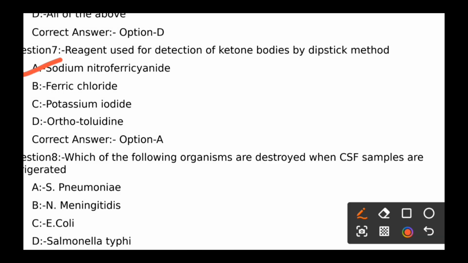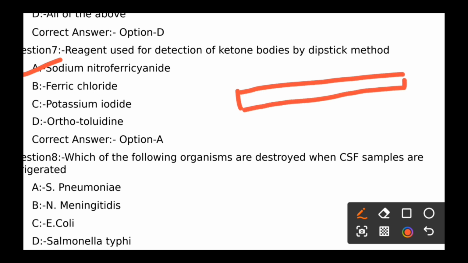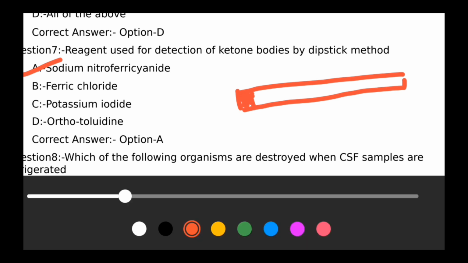Sodium nitroferricyanate reagent is coated on dipstick. Dipstick is a strip in which reagent is coated and which can be used for various parameters. For ketone body detection, the strip coated with sodium nitroferricyanate is dipped in urine and left for a few seconds, then the color change developed is measured against a color chart provided. So the right answer is option A sodium nitroferricyanate.